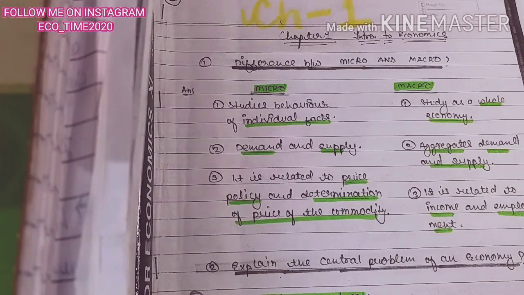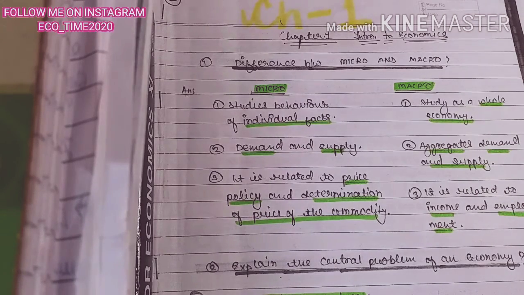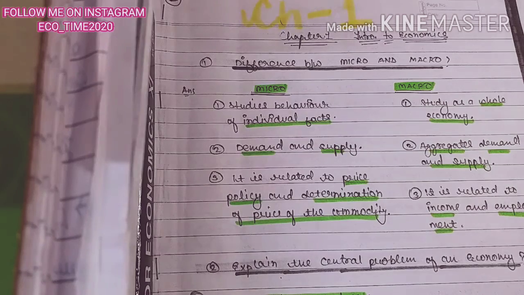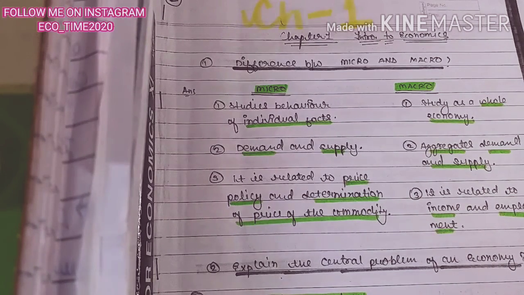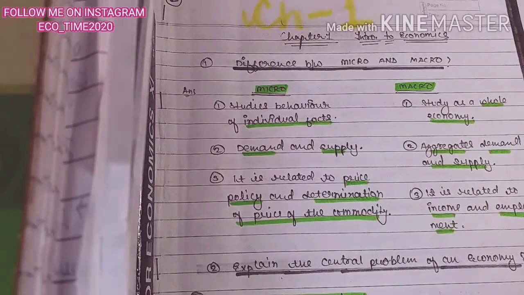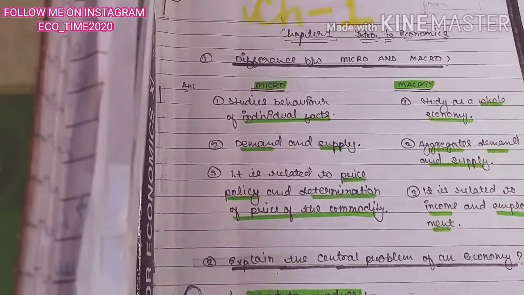Micro studies the behavior of individual units. Macro studies the economy as a whole. Micro studies demand and supply, and macro studies aggregate demand and aggregate supply. Micro is related to price policy and determination of price of a commodity, and macro is related to income and employment.